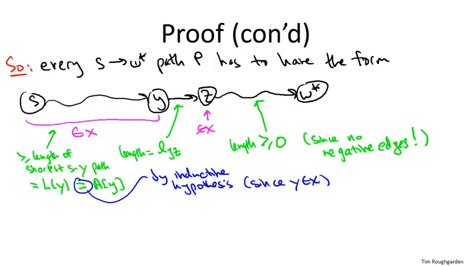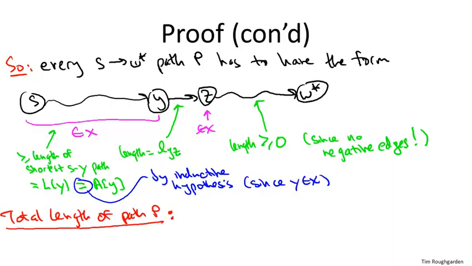Well, we've broken it into three pieces, and we have a lower bound on the length for each of the three pieces. Our lower bounds are our computed shortest path distance to Y, the length of the direct edge from Y to Z, and 0. So adding those up, we get that the length of path P is at least our computed shortest path distance to Y plus the length of the arc from Y to Z. So why is this useful?